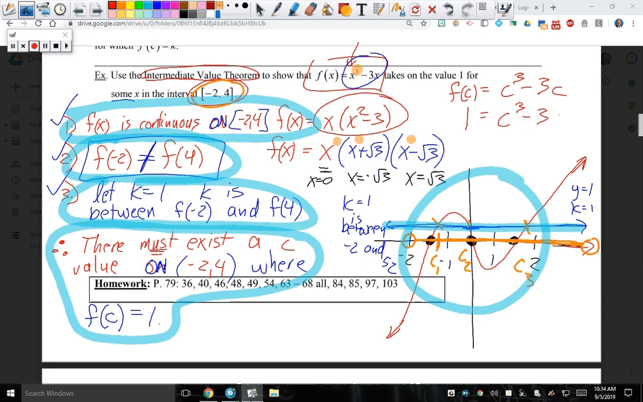And all we're going to do now is what? Solve for c. So we'll say 0 is equal to c cubed minus 3c minus 1. And you're probably thinking to yourself, how do we factor this? How do we factor something without the calculator that looks like that? So it's been a minute. Let's go back a little bit to pre-cal.